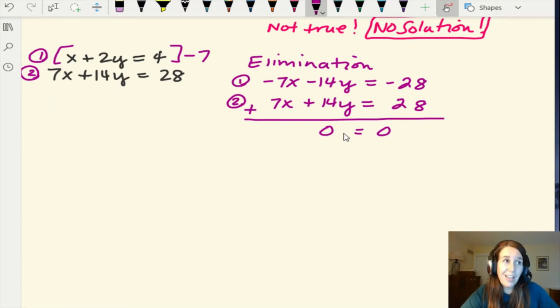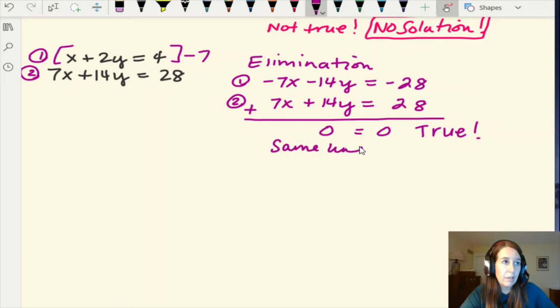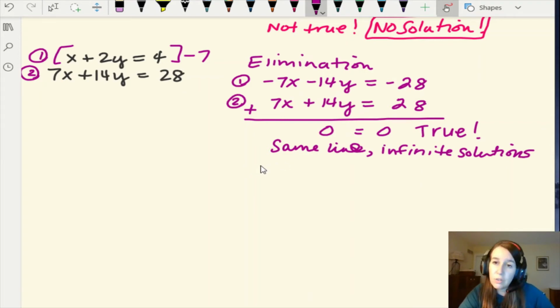Okay, now that's pretty useless in a way. It does not tell us what x and y are, but it does tell us that that's true. And so what we have is two lines that are actually the same line. So same line, and that would be infinite solutions. And so what we can do for our solution is say what x is equal to, and then we can say that y is any number.